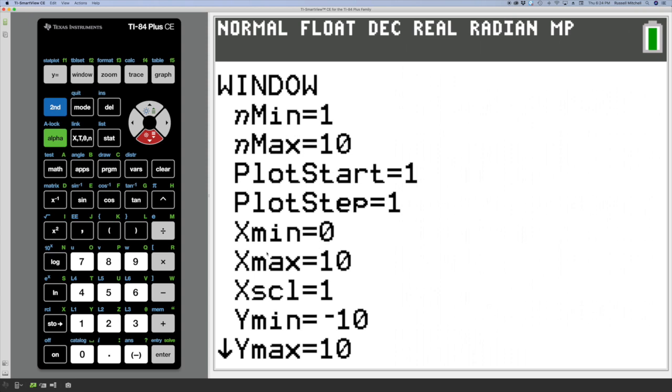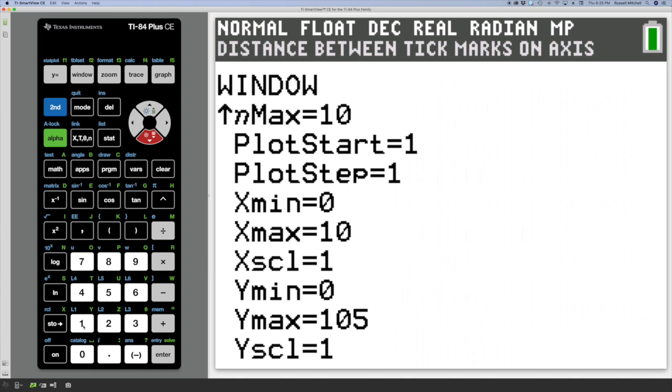So 1, 2, 3, 4, 5, 6, 7, 8, all the way up to 10. X scale 1. Our Y min, I would put that at 0. And our Y max, I would put it at like 105 because we know the last term is going to be 101. Okay. And then Y scale, I'd probably go by 10s or 20s. Okay. And then we press graph.